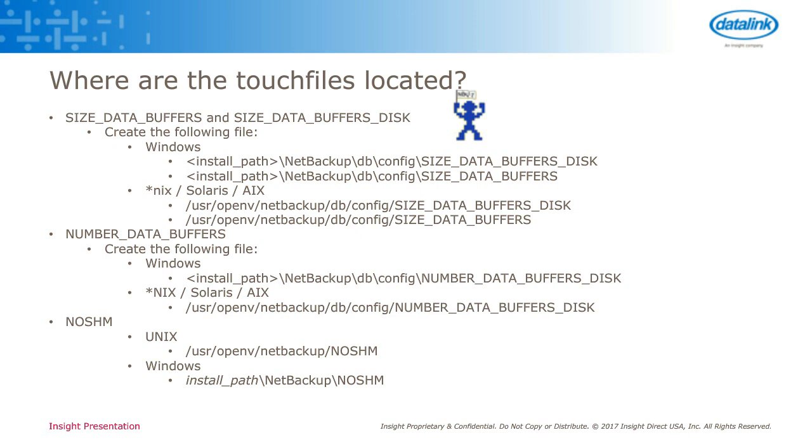For the no SHM file, it's slightly different. This is going to reside on non-Windows under usr/openv/netbackup, and for Windows under the NetBackup path. And again, these are in uppercase with no extension.